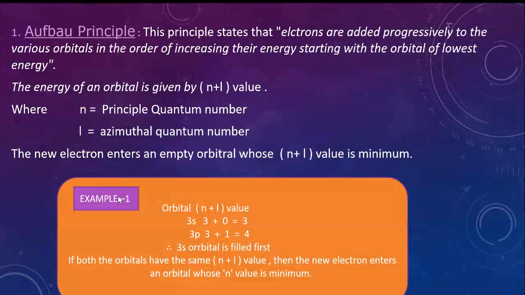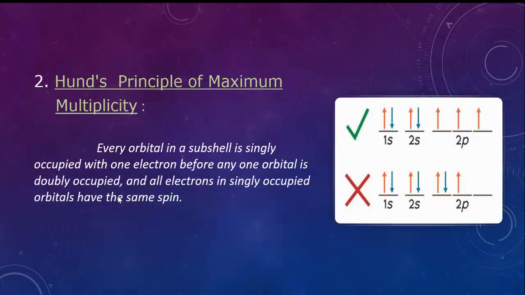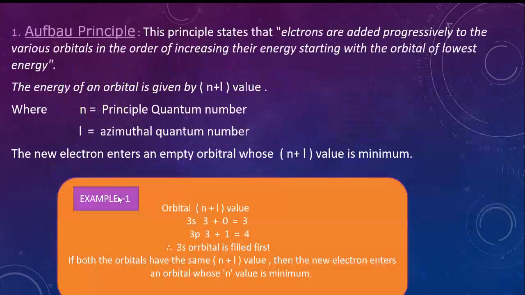Compulsorily, we should follow the Aufbau principle, Hund's rule, and Pauli exclusion principle. The Aufbau principle says that the electrons will enter into the orbitals in the increasing order of their energies, and the energy of an orbital is given by the value n plus l. The electron should first enter the lowest energy orbital. If the n plus l value is the same for two orbitals, then the electron will enter the orbital whose n value is less.